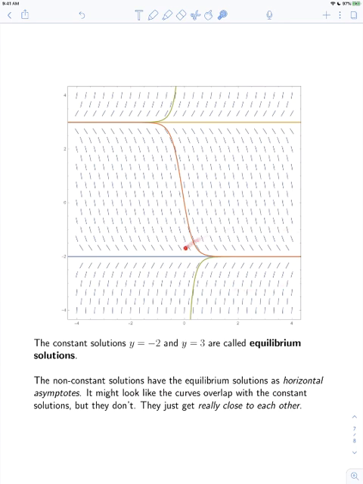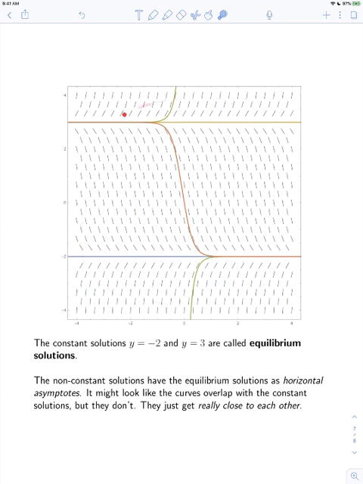It looks in our picture like they all overlap, but they don't. That's a failure of technology. If you zoomed in far enough, you would see that these don't actually touch. They just get closer and closer and closer. So these non-constant solutions get closer and closer asymptotically to y equals -2. Now, on the other hand, as you move to the left, this curve drops away to negative infinity very rapidly.